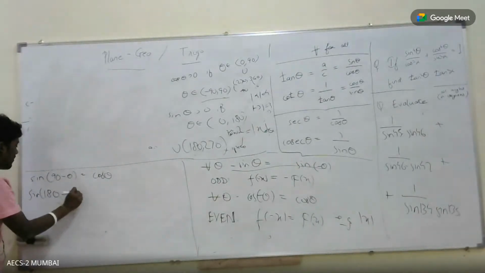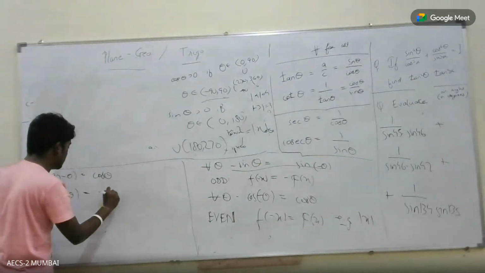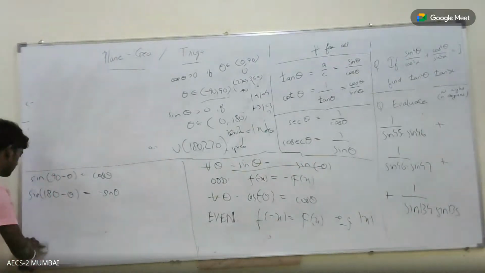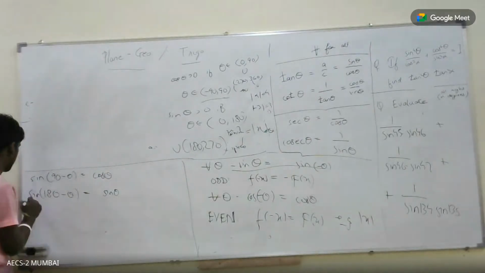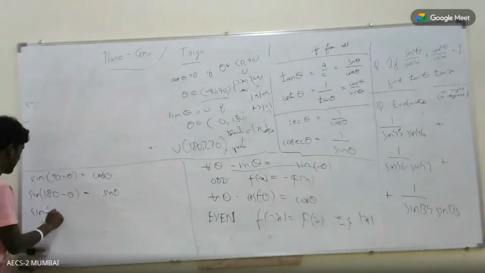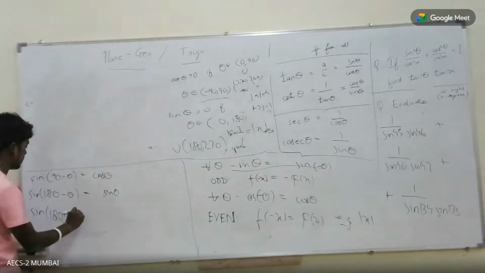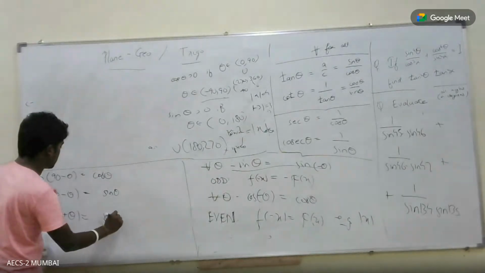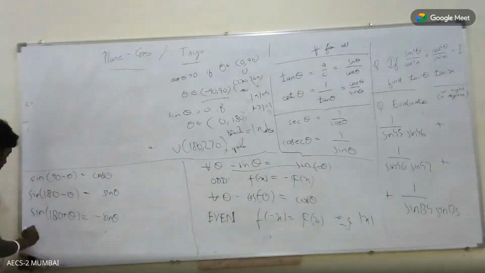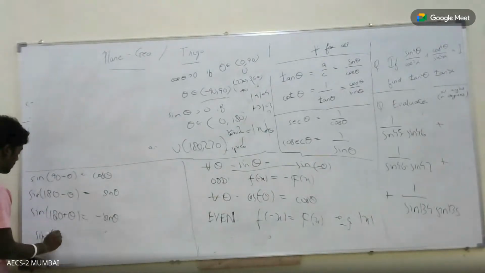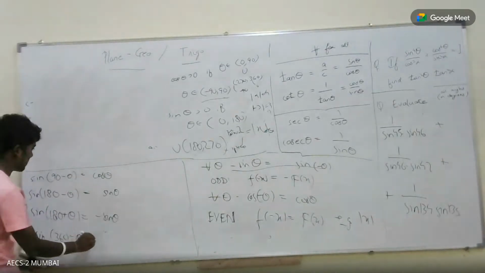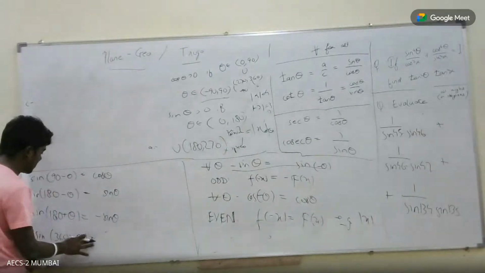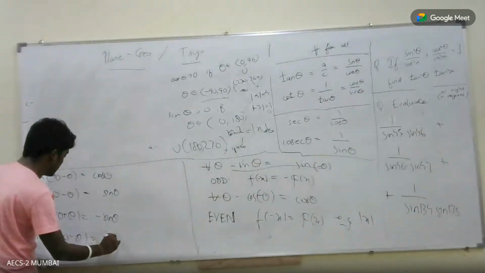Then we have sin of 180 minus theta is equal to minus sin theta. No, it's equal to plus sin theta, sorry. Sin of 180 plus theta is equal to sin of minus theta, that is minus sin theta. Sin of 360 minus theta is equal to minus sin theta, basically what I've written there. So 360 is 0, it's equal to minus sin theta.